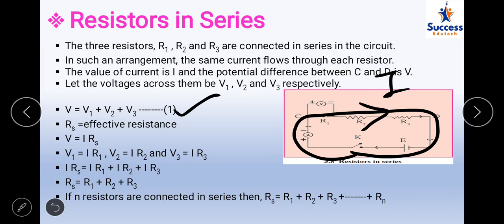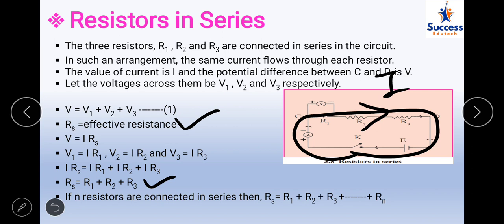Now the effective resistance. Rs will be the effective resistance, also called the equivalent resistance. Rs will be equal to R1 plus R2 plus R3, that means the addition of all three resistances. The same will not be the equivalent resistance in a parallel connection. That will be different. We will study that in that concept.